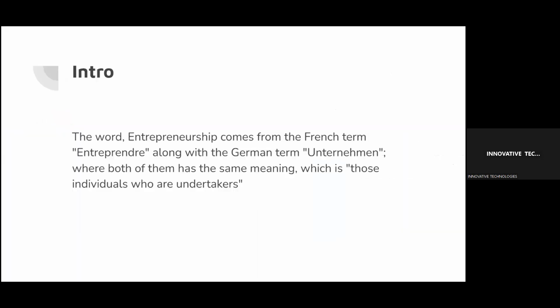So let me introduce the word entrepreneurship. Actually, this comes from the French word entrepreneur and the German word Unternehmen. These are the two words that came from French and German. The meaning of this word is those individuals who are undertakers. Entrepreneurs are such persons who have the potential to grow and do innovative thinking. They think innovatively, and they also put those ideas into action. So those are called undertakers.